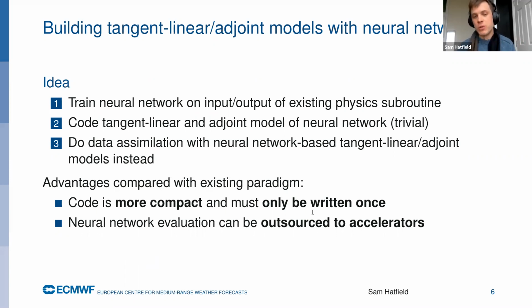So in principle, we can reuse this neural network code for many different physical parameterizations, not just the one that I'm focusing on today. And secondly, the neural network evaluation itself is really nothing more than a bunch of matrix-matrix multiplications evaluated at every grid point. And this is exactly the kind of operation that you could outsource to an accelerator like a GPU. So in principle, it could actually accelerate the code.